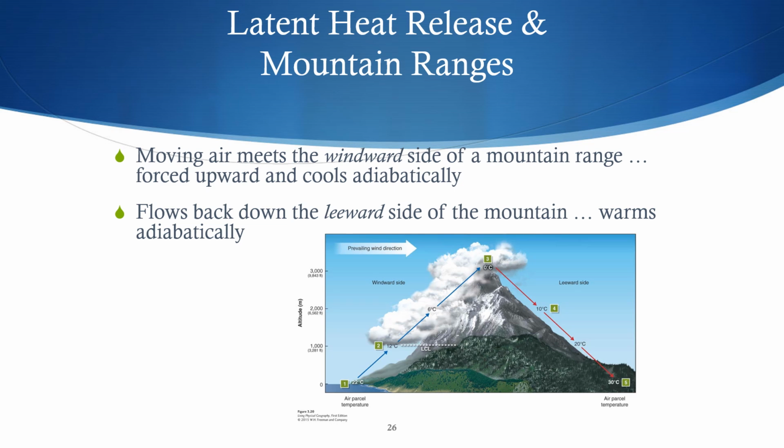So if wind is coming into a mountain range, that moving air meets the windward side of the mountain range, the side that's facing the incoming wind, and it gets forced upward. It's coming straight at the mountain. It can't go down. Might go a little bit to the side, but mostly it's going to get shoved up. And when it gets forced upward, it cools adiabatically, causes some clouds to form. The clouds rain out, and then it flows back down the leeward side of the mountain, the protected side of the mountain, and it warms adiabatically. So let's take a little closer look at how that works.